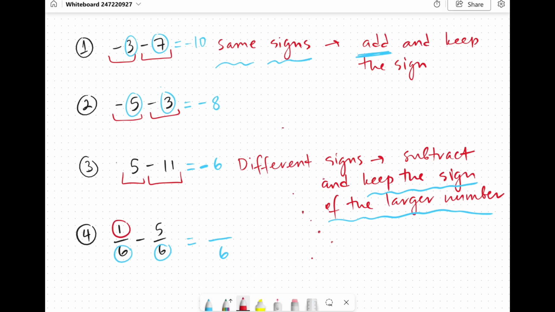So here 1 is positive and 5 is negative. Different signs, subtract and keep the sign of the larger number. So you will be subtracting your 5 minus 1, which is a 4. Then you have to decide what sign that 4 gets. It will get a negative sign because 5 was negative and that was the larger number.